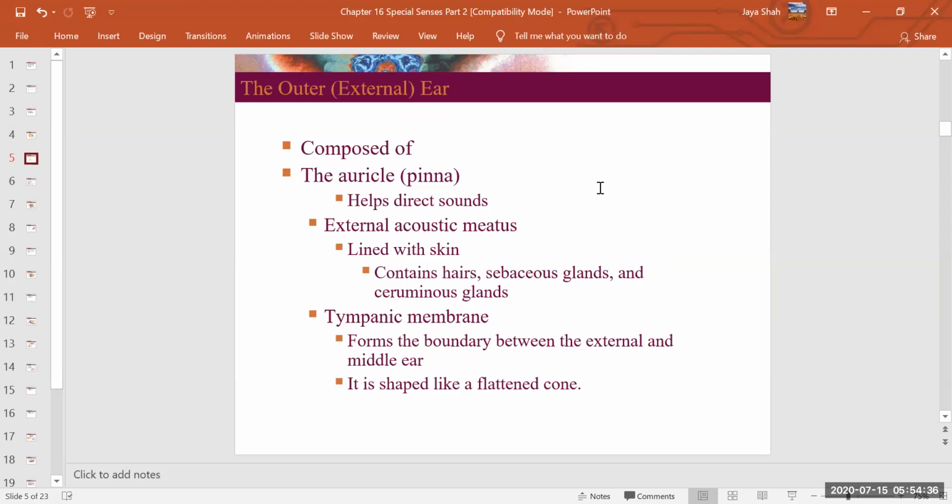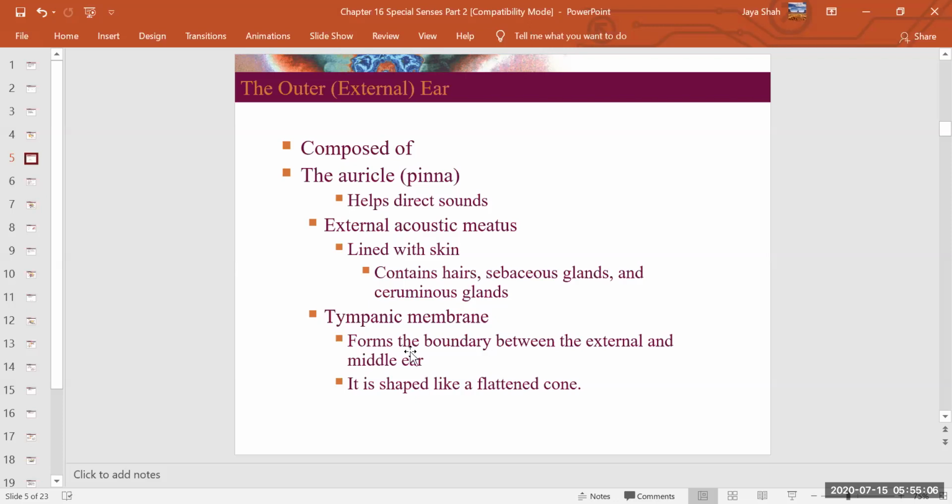The outer ear is composed of the auricle, or pinna. What is the function of the pinna? It helps direct sounds. The external acoustic meatus, lined with skin, contains hair, sebaceous glands, and ceruminous glands. The ceruminous glands produce cerumen, which is called wax. And then the tympanic membrane is part of the external ear. This is the boundary basically.